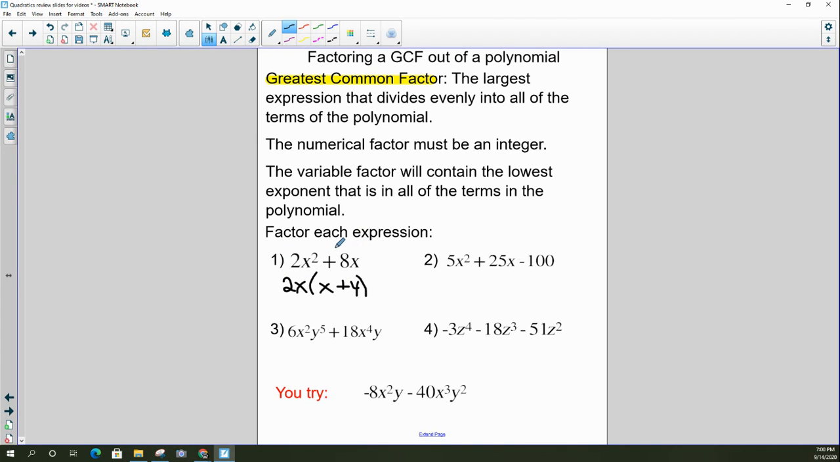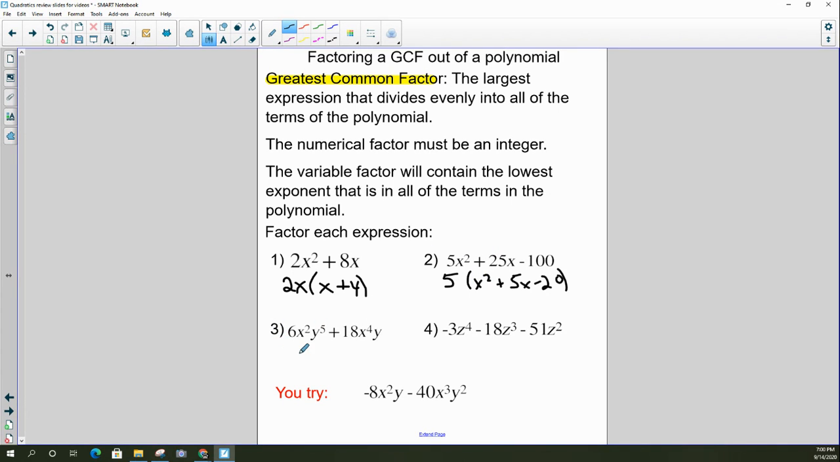All right, now here I have a trinomial, 5x squared plus 25x minus 100. So numerically, 5 goes into all of them, and this one has an x squared and x, but this one does not have a variable, so x is not part of the GCF. Only 5 is part of the GCF. And so when I divide everything by 5, I'm left with x squared plus 5x minus 20. Again, you could distribute that to check, but that is good there.